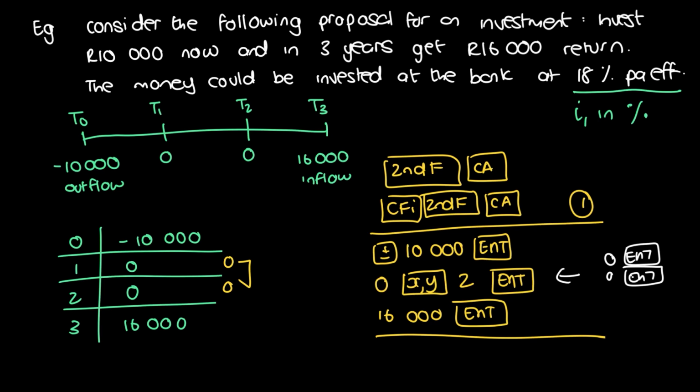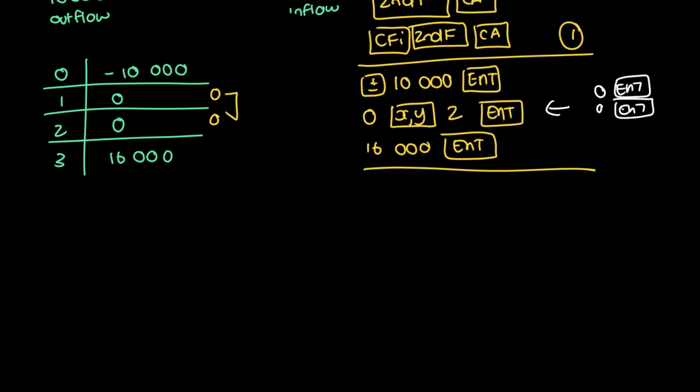So our next stage is we're going to input the annual effective interest rate of the bank so that we can make the comparison and get the net PV. So to do that, we're going to say second function CFI, and it's going to bring up that menu, and it's going to show the rate IY, and we're going to update it to the effective interest rate displayed here, the I1 value in percentage. So that's going to be 18, and we're going to say enter.